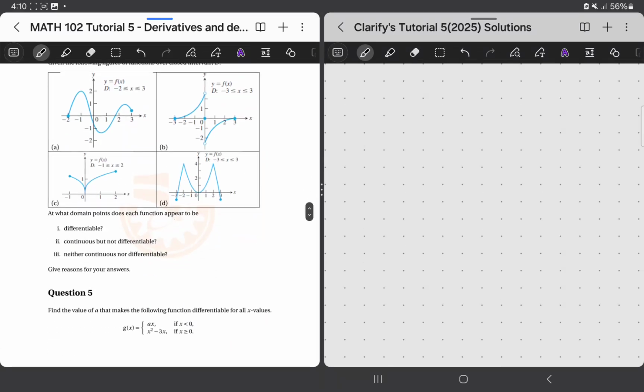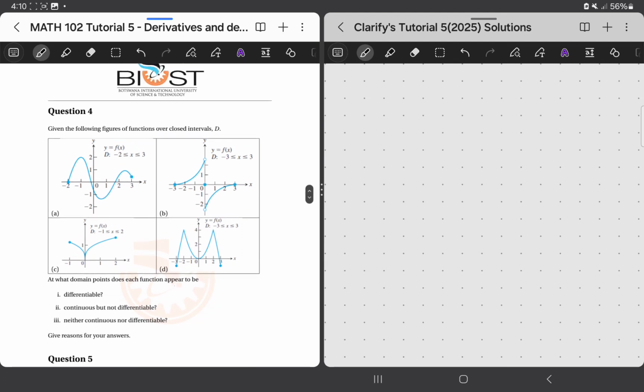Now let's work with the questions. Remember what you look at for continuity: you only look at whether there is a vertical asymptote, a hole, or a jump. If those things are there, then it's not continuous. For differentiability, first you check if something is continuous. If it is continuous, then you go ahead to look at the second thing, which is whether there is no cusp. So it must be continuous and it must not have a cusp or a point. Then it will be differentiable. That's easy, right?